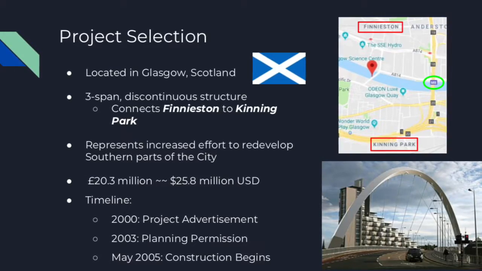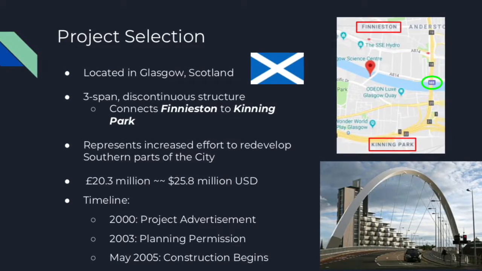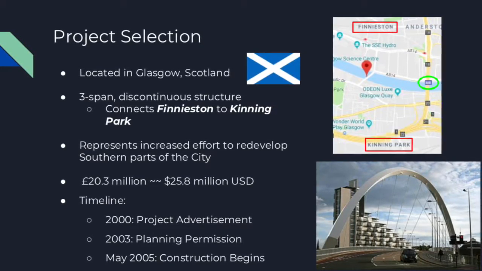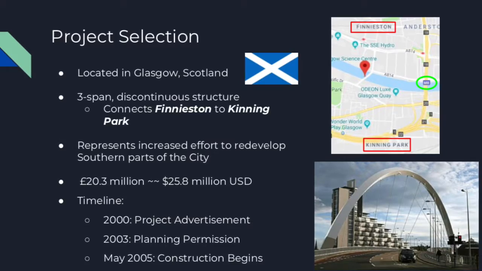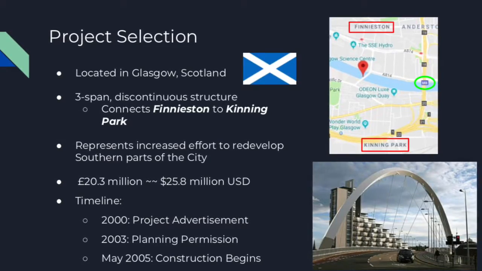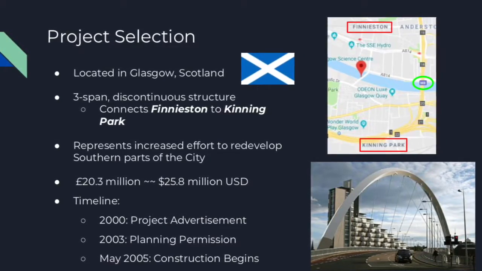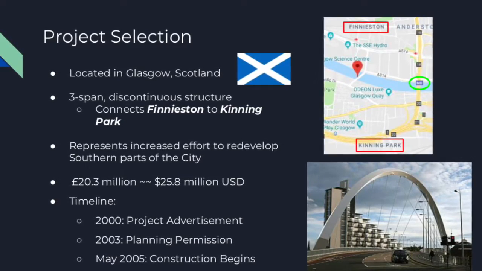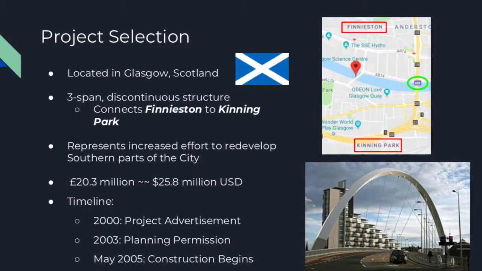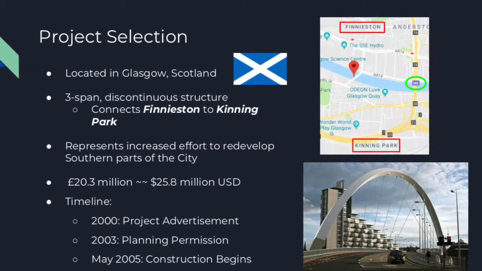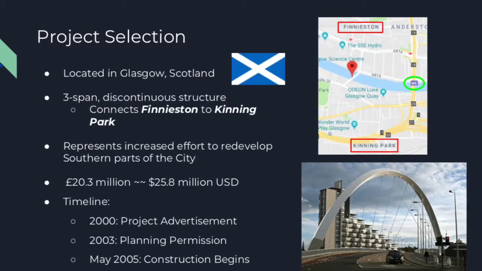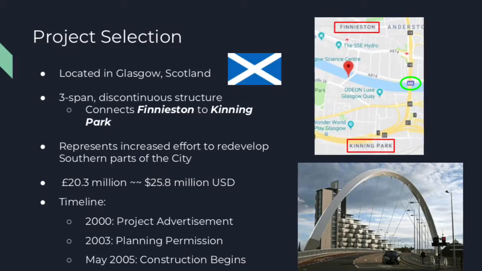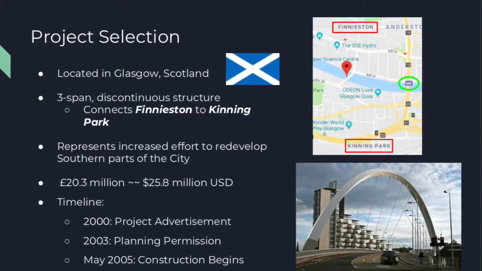The Clyde Arc was built as a representation of the increased effort to redevelop some of the southern parts of the city, providing an iconic gateway to the northern parts. Couple this with the fact that the construction of this structure would create over 3,000 jobs, and it is no surprise why the Glasgow City Council was on board with this project. Then, just to provide a brief timeline, in 2000 the project was advertised, in 2003 planning permissions were granted, in 2005 construction began, and in 2006 the Clyde Arc was completed.